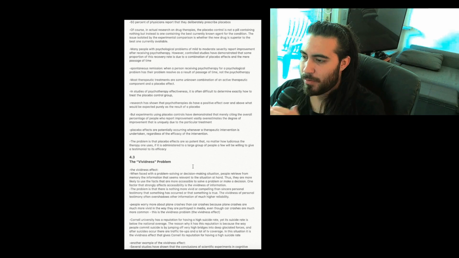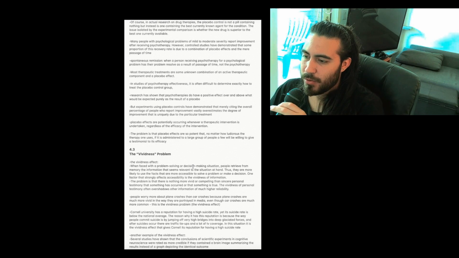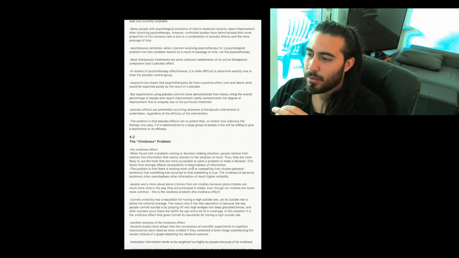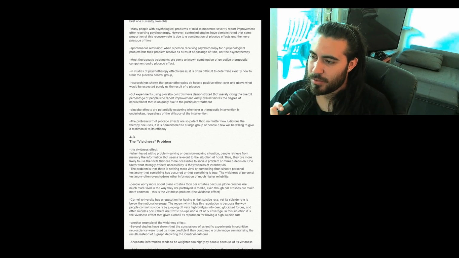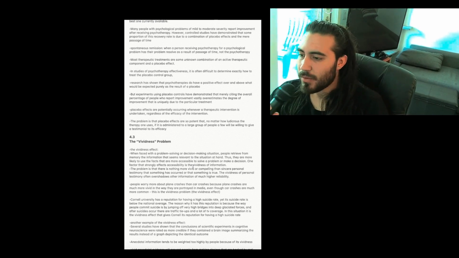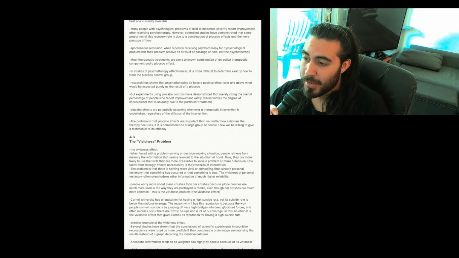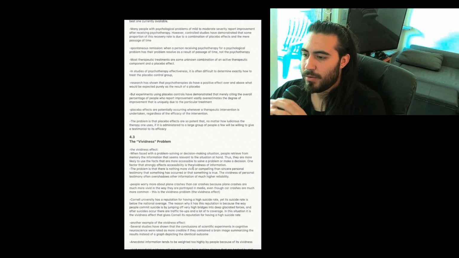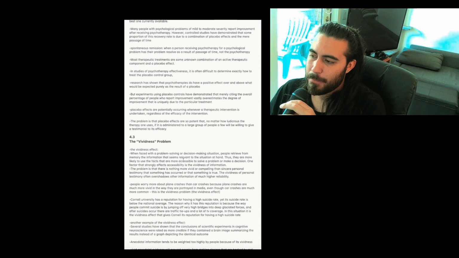Placebo effects are potentially occurring whenever a therapeutic intervention is undertaken, regardless of the efficacy of the intervention. The problem is that placebo effects are so potent that, no matter how ludicrous the therapy one uses, if it is administered to a large group of people, a few will be willing to give a testimonial to its efficacy.